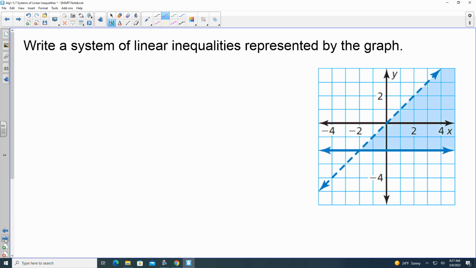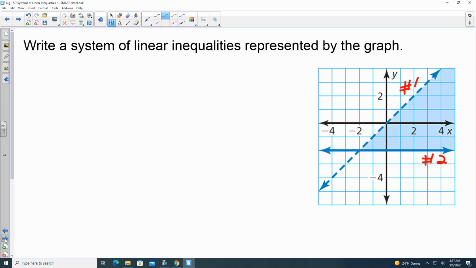All right, for the last couple of examples here, we are going to be given a graph and we are going to be asked to solve the linear system. So let's just say that this dashed one here is number 1. We'll say this one here is number 2.